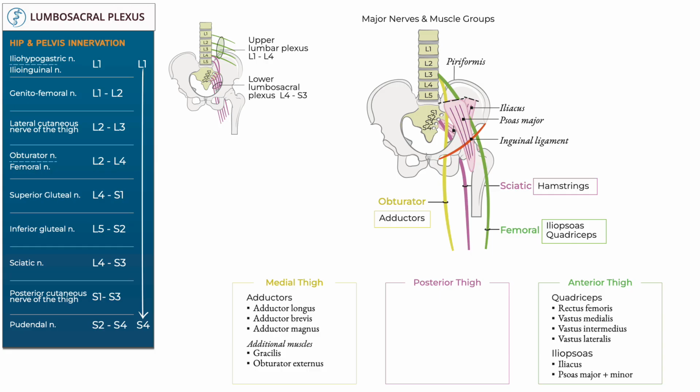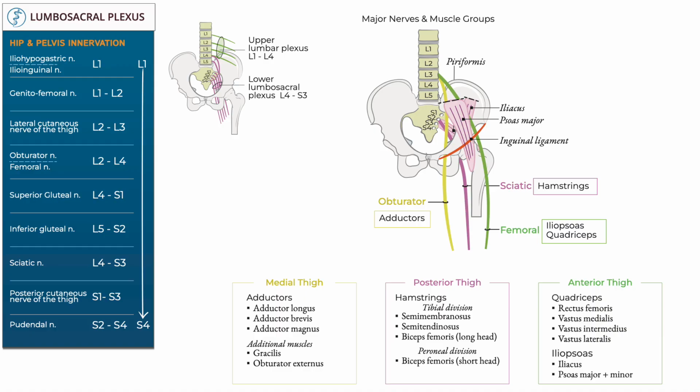The sciatic nerve divides at the popliteal fossa into the tibial nerve, which innervates the back of the lower leg, and the peroneal nerve, which innervates the front and lateral aspect of the lower leg. The hamstrings muscles themselves are semimembranosus, semitendinosus, short-headed biceps femoris, and long-headed biceps femoris. Note that the peroneal division of the sciatic nerve innervates the short-headed biceps femoris. The tibial division innervates the other hamstrings muscles.